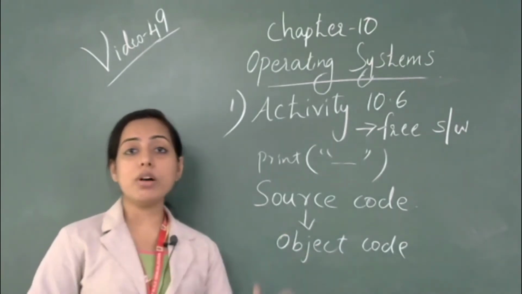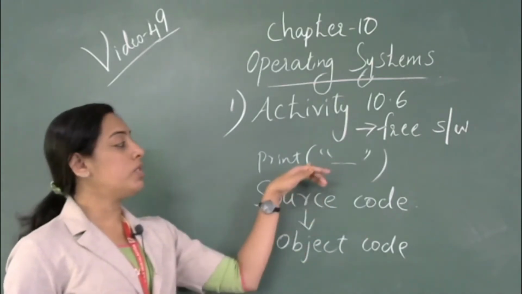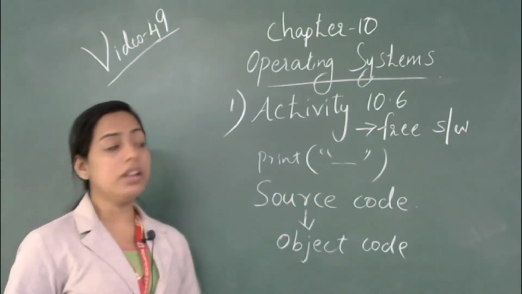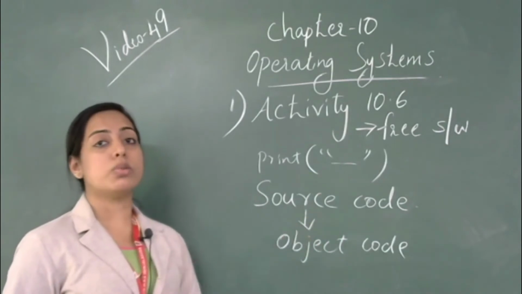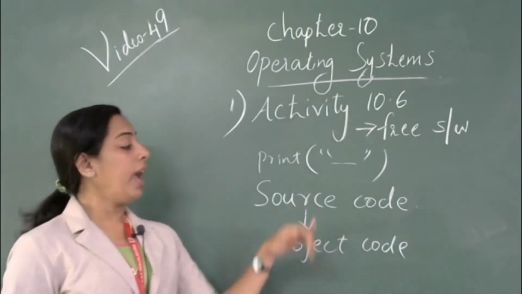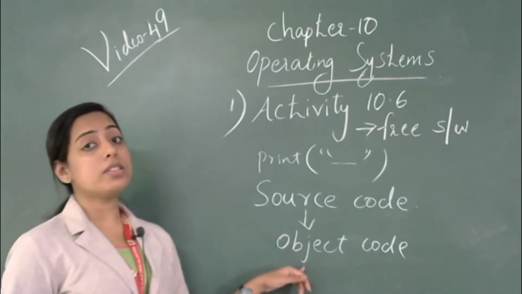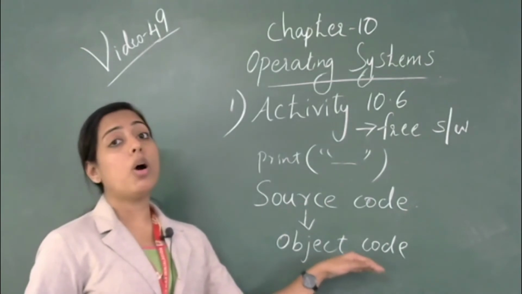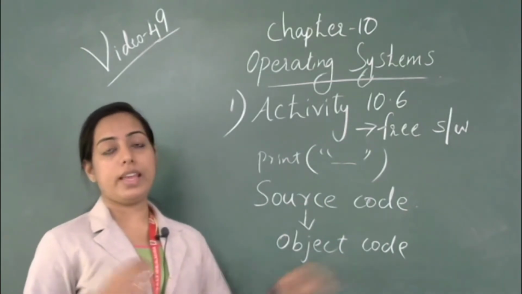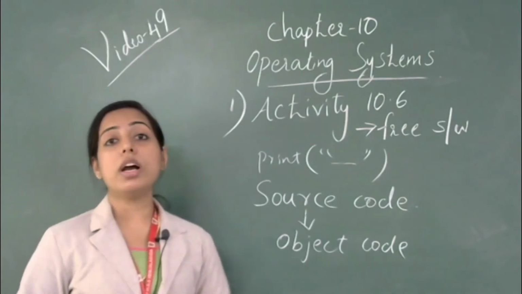So free software means we can access the source code which is written using this instruction. So anybody can access the source code, and anybody can change or modify it. And what does proprietary software do? Proprietary software will provide the object code. We can access the object code, which means the code for the computer.